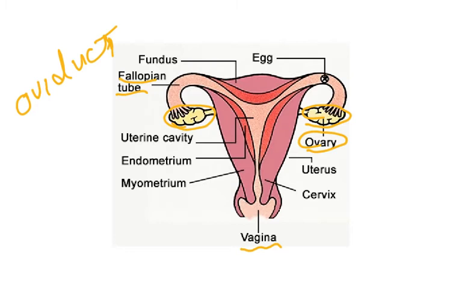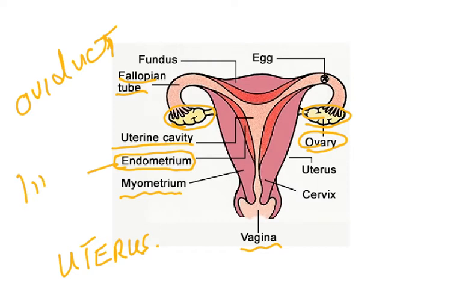Then we have a hollow organ which is called the uterus, or the uterine cavity. The uterus is a hollow organ made up of a wall, and there is a muscle in the wall of the uterus, which is called the myometrium. Of course, you don't have to know the name of it. And then there is a lining of it, which is called the endometrium. So this is the lining of the uterus.